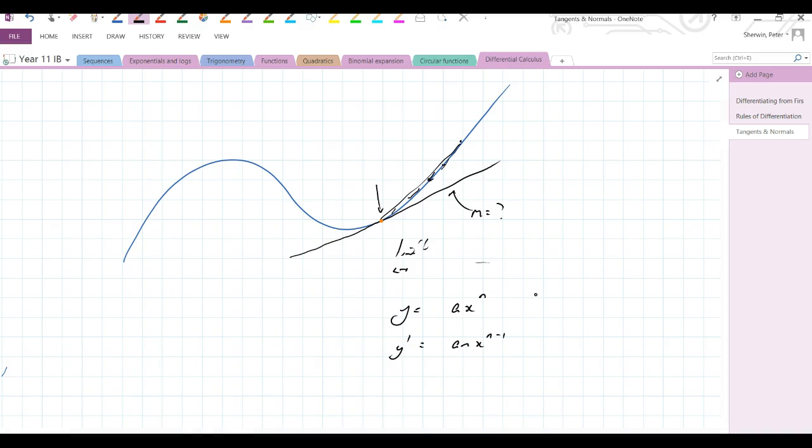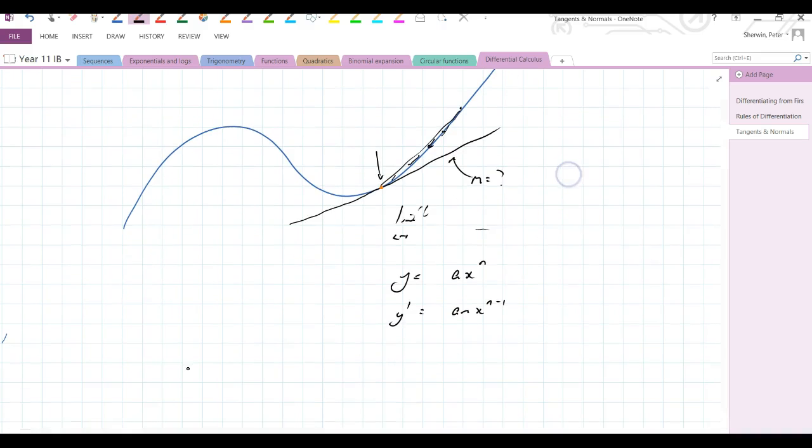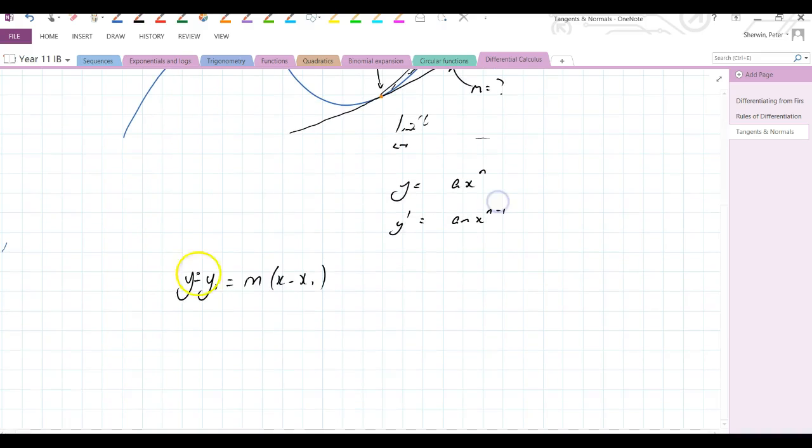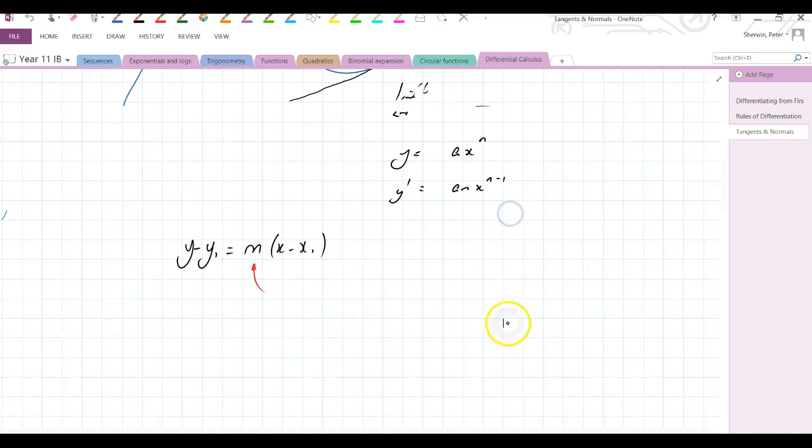Okay, the next step is to find the equation of this tangent. That shouldn't be too much of a problem, should it? We know how to find the gradient of it now. We use differentiation. Then what do we use? We use that old y minus y1 equals m(x minus x1), don't we? This is the equation of a line when you know what the gradient is. There's a gradient there, and we're going to get the gradient using differentiation, which will be very exciting.